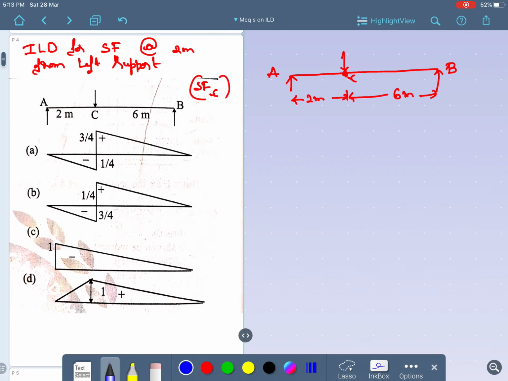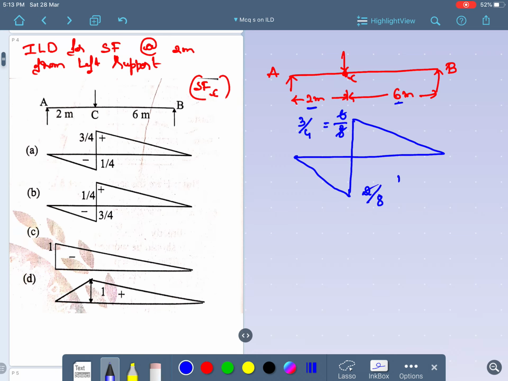For that I would like to draw an influence line diagram with respect to shear force at point C. The influence line diagram will come like this. At point C, this ordinate will be 2 divided by the total length, which is 8, and here the ordinate will be 6 divided by the whole length, again 8. So this is 3 divided by 4, and 2 ones are 2, 4 twos are 8. So this is the influence line diagram.